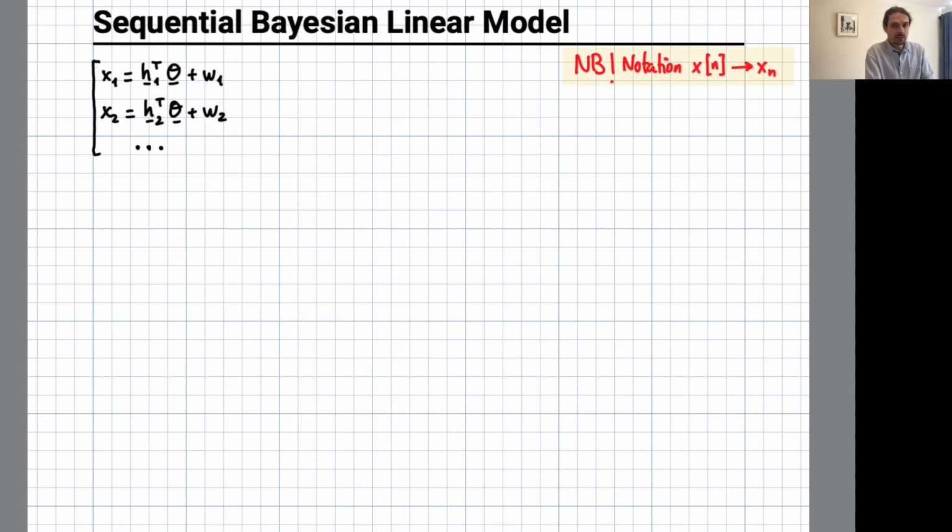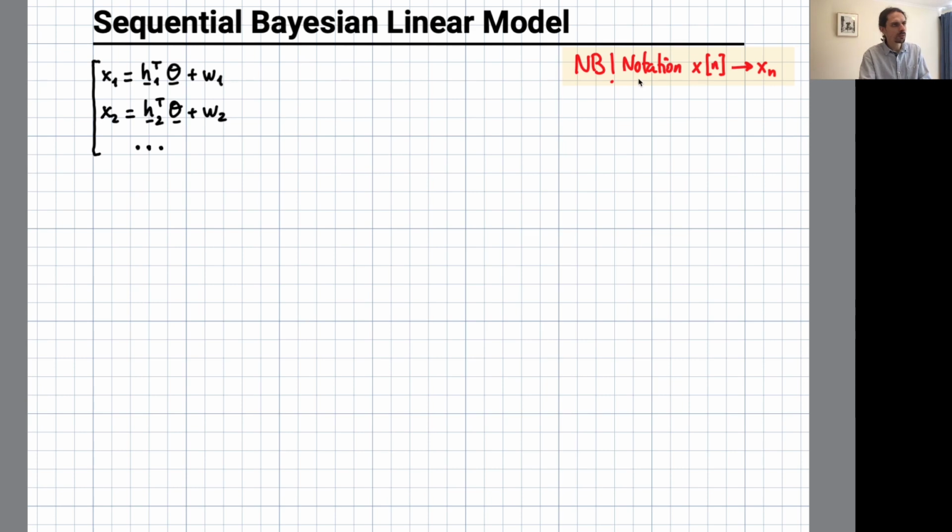So now let's get a little bit more specific. In the previous slide, we assumed a generic joint distribution for the parameters and the data. Now we will be focusing on the special family of joint distributions determined by the so-called sequential Bayesian linear model. This model is just the same as the conventional Bayesian linear model. The difference is that now we observe one sample at a time.